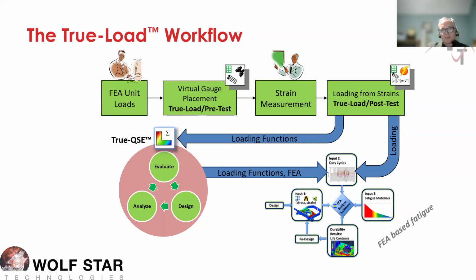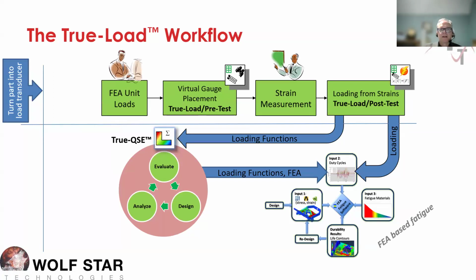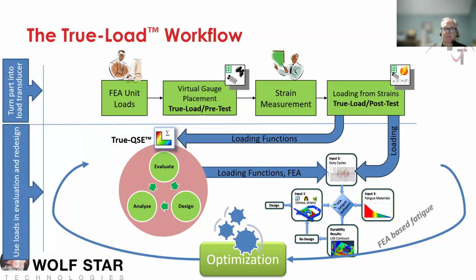So this is the flow chart. I know it looks a little bit complicated, but really the first 4 blocks are you turning your part into a load transducer, and the bottom flow chart is using design and optimization once you've got the loads. So typically my customers will do the first 4 blocks once and the bottom flow chart 20, 30 times as they work on optimizing their parts.